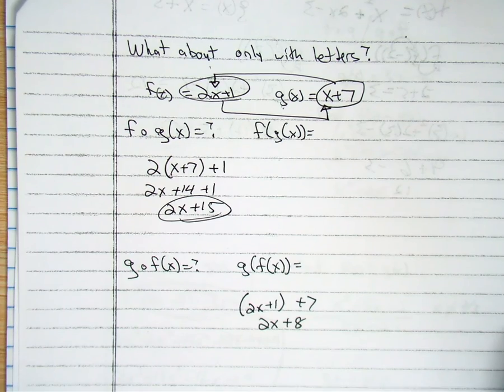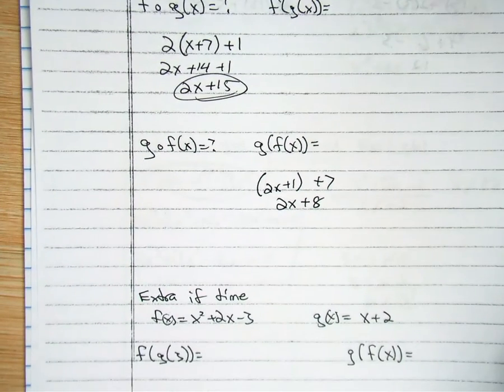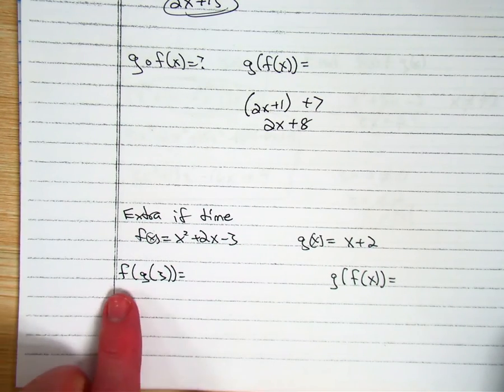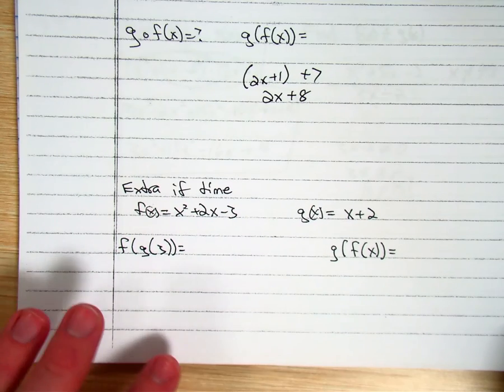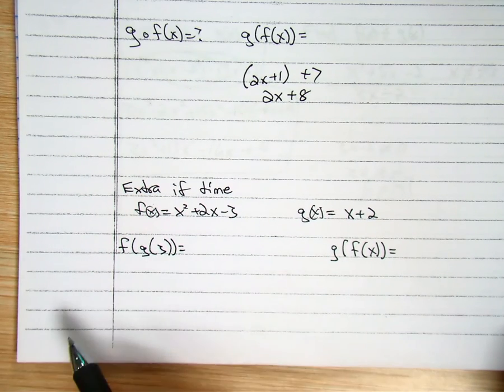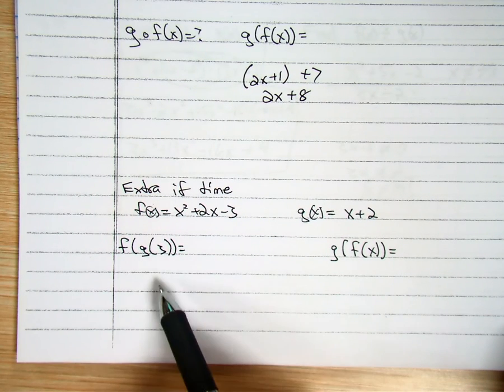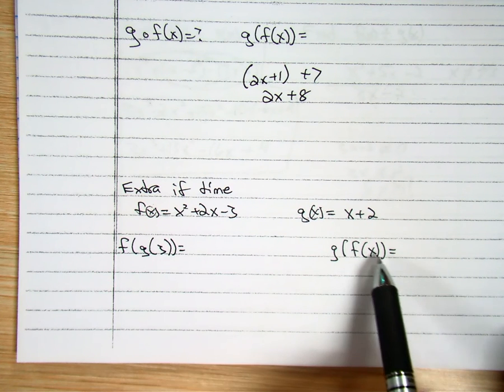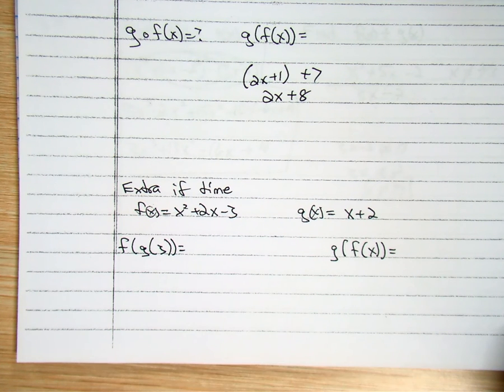Extra if there's time. What are we at? Just under 13 minutes. We got time. Okay. Let's go f of g of 3. We're going to push pause again and have you do it. All right, go ahead and push pause and give these a try. We do have one with a number, and then we just have one with straight letters. Ready, set, go.